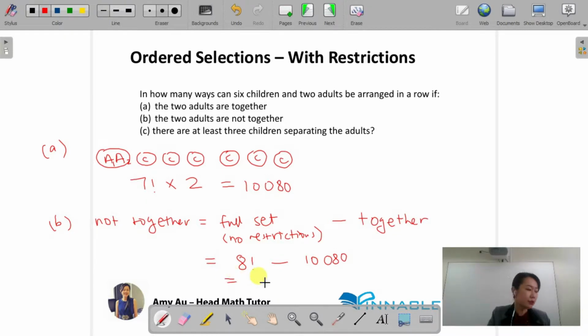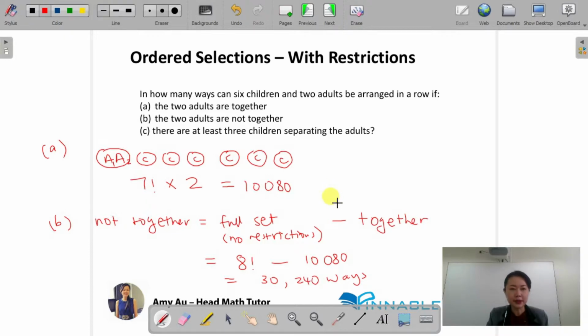Put that together, you get 30240. Okay, so that's the number of ways when the adults are not together. Yeah, so everyone see how it's opposite of being together. It's basically not together. All right, so part C.